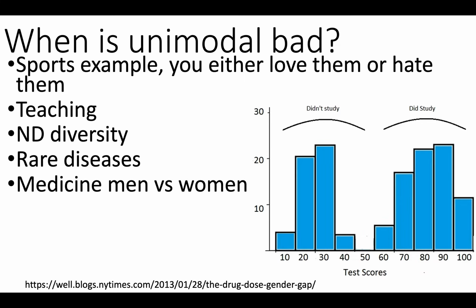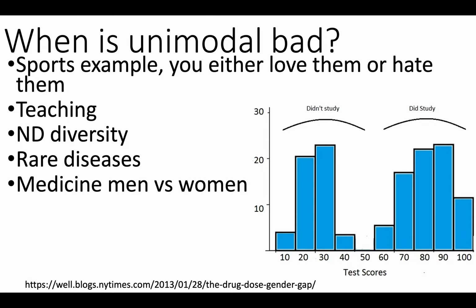So what are some examples of unimodal being bad? Well, one example is sports. It's not going to work in a lot of sports if you just plot out simply, do people like the sports team or not? Because you're going to have a lot of people that really love a sports team or really hate a sports team. They're pretty divided. You might even have a lot of people in the middle. So you might have 2 or 3 bumps.